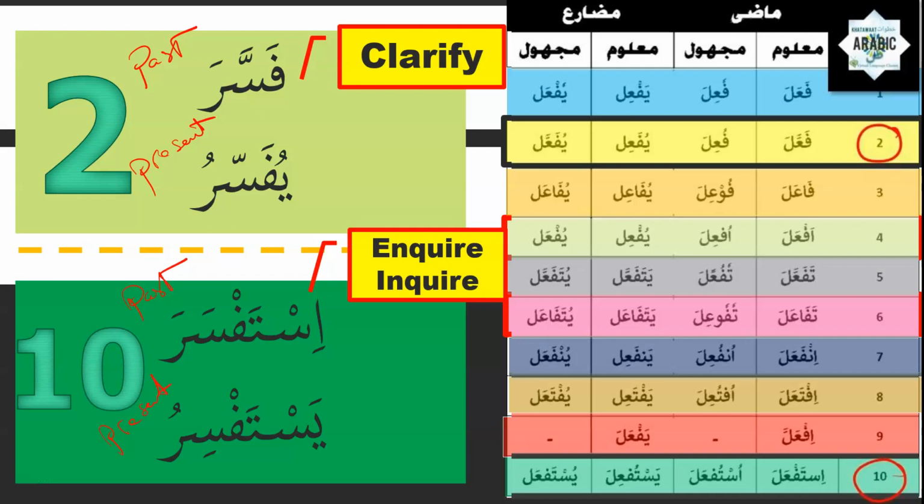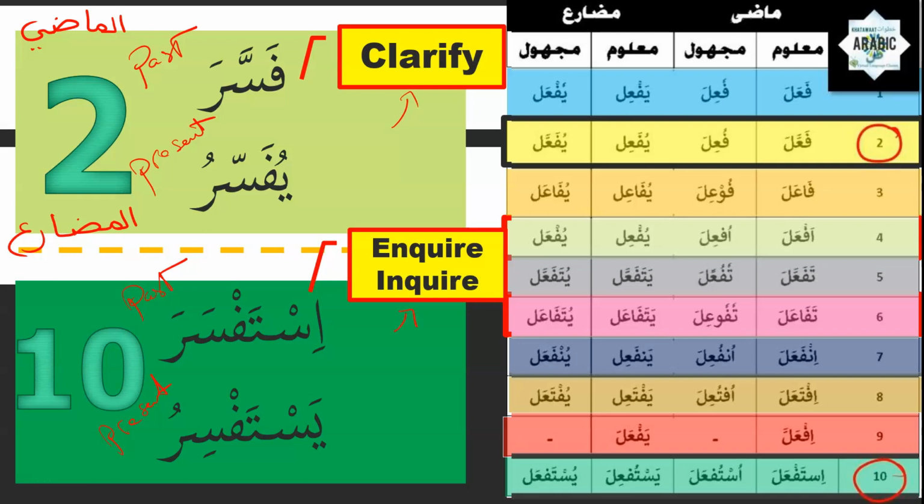And every time we say past, we refer to madi in Arabic or al-madi. Both of them are correct. And if we're talking about present, we are referring to al-mudari'. The forms we're comparing, form 2, fa'ala, and then form 10, istaf'ala, clarify and inquire.